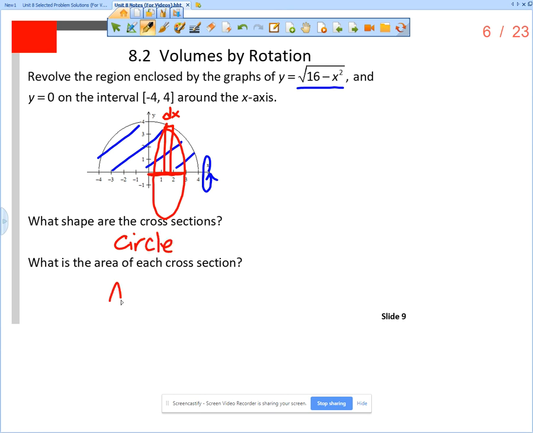Now, what is the area of a cross section? Well, the area of a circle, very simple, is pi times the radius squared. Now we want to make sure that we're not confusing the radius as being 4. 4 is the radius of this semicircle that created the sphere, and 4 is the radius of the sphere, but it's not necessarily the radius of the cross section.